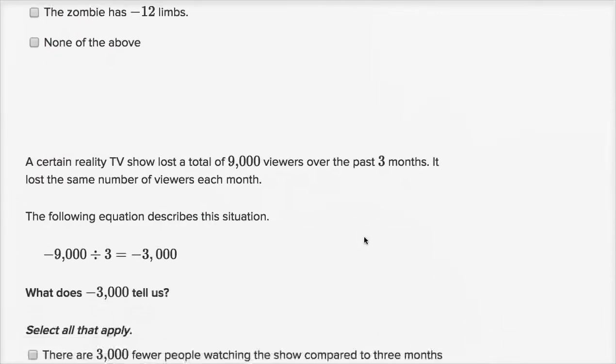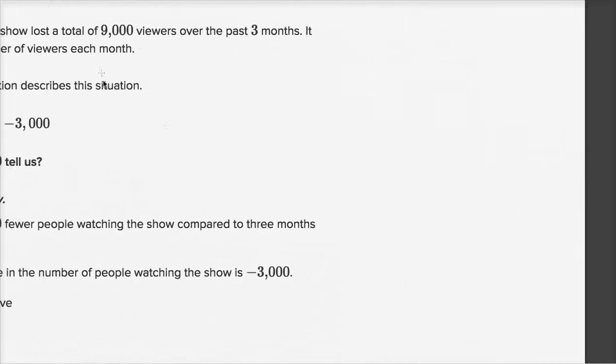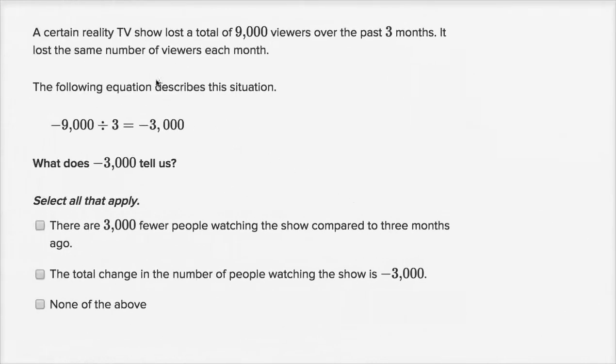Let's do one more of these. A certain reality TV show lost, so we're losing, so a negative might be a nice way to represent the loss, lost a total of 9,000 viewers over the past 3 months. So over 3 months. It lost the same number of viewers each month. The following equation describes the situation. So it lost a total of 9,000 viewers, and it did it over 3 months.